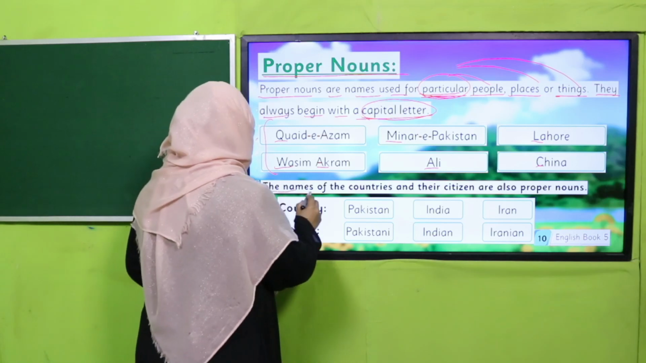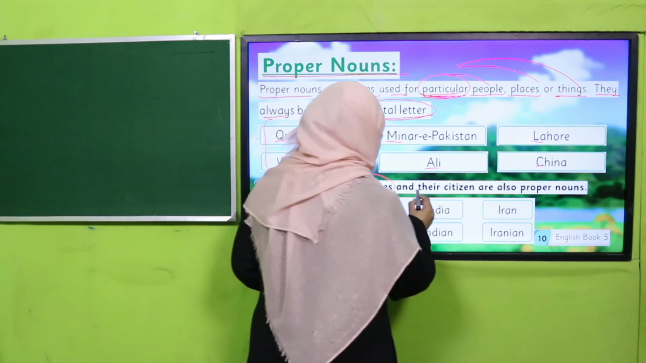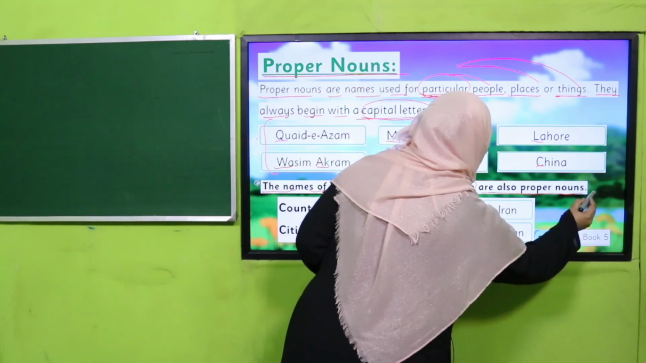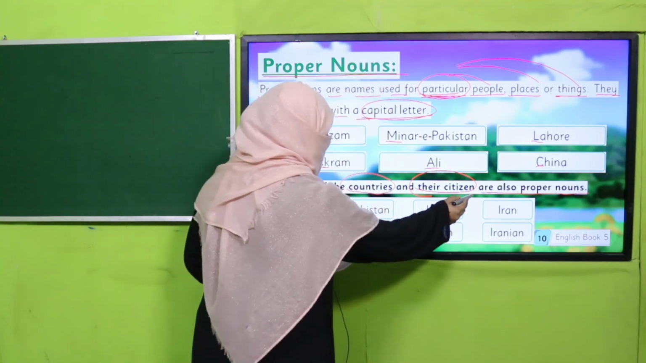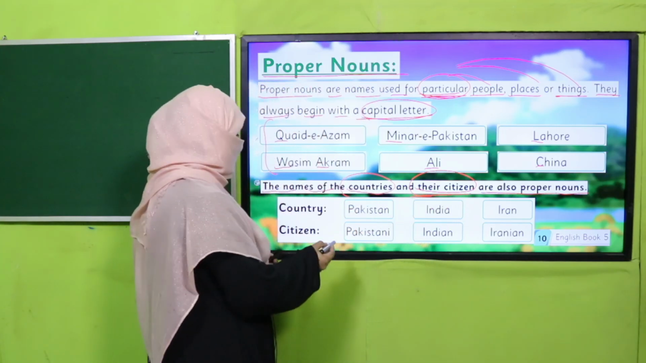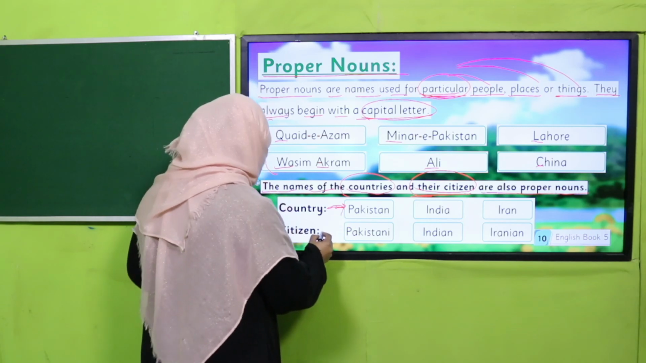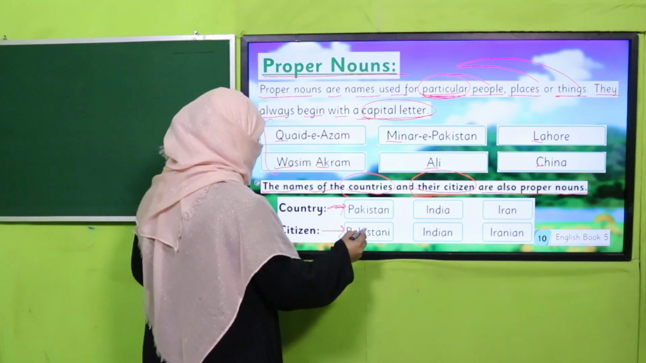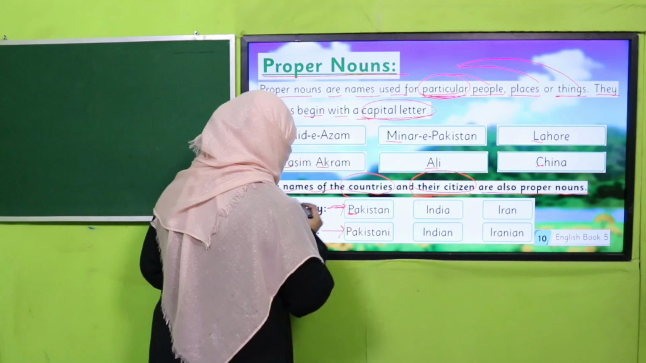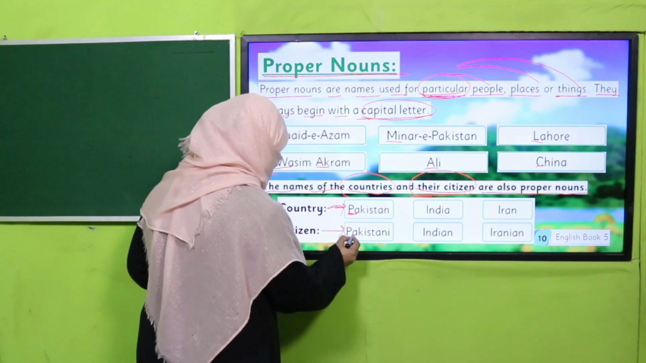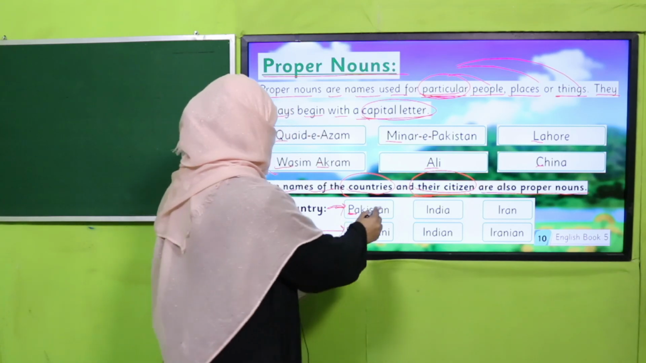So the names of the countries and their citizens are also proper nouns. And what does citizen mean? The person who lives in that particular country. For example, Pakistan, name of a country, and the people who live in Pakistan are called Pakistani. They are Pakistani. So Pakistan, a proper noun, is written with capital P, and Pakistani is also written with capital P.